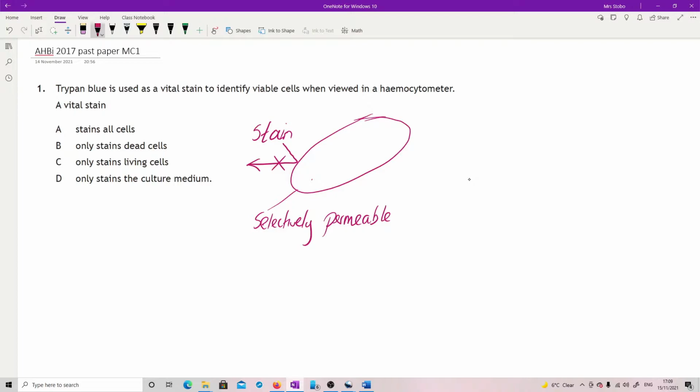However, if it is dead and this now no longer has all of the activity that it had before, because you've not got ATP production and various things are not happening, the stain now goes into the cell and builds up, and that's what you see. So what we're looking at here is something which stains dead cells.